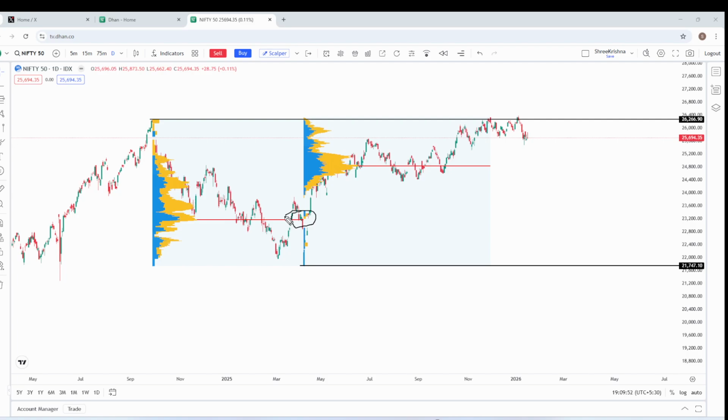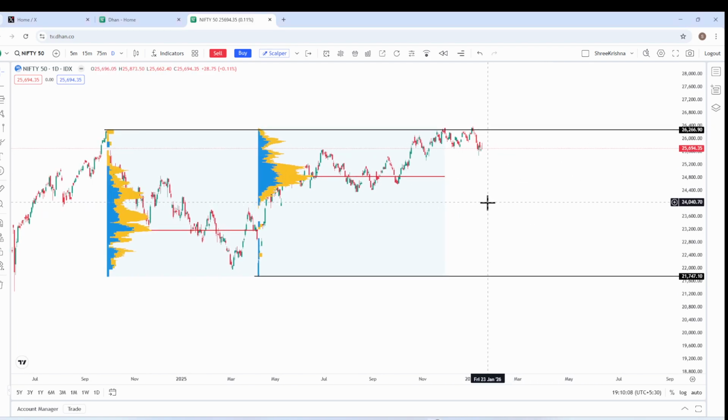If the answer is yes, you have a point of control above the previous point of control. This is the point of control. If the price is above the point of control, you must expect some changes. You must expect some continuation.